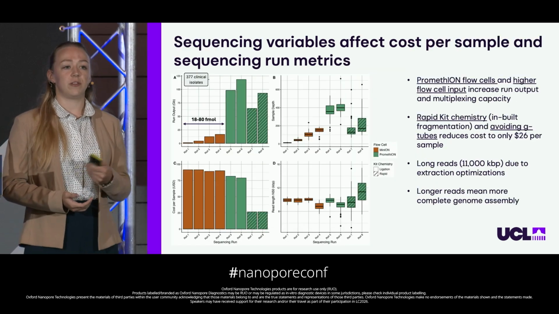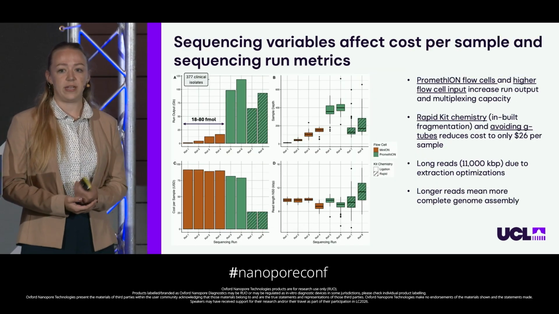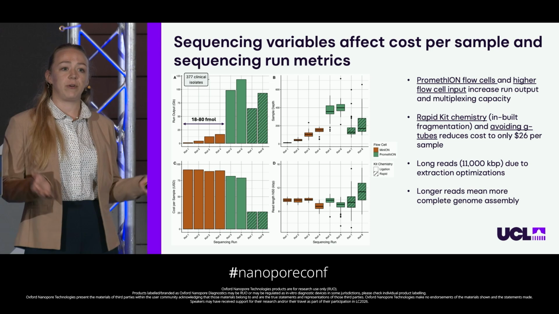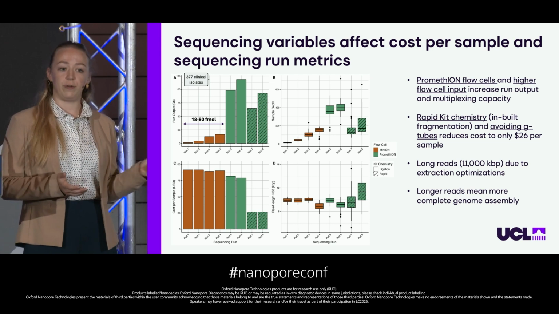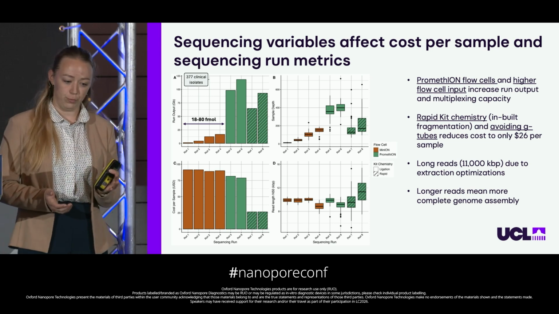So we thought, well, given that the rapid kit has an enzymatic fragmentation step, maybe that would be okay at getting rid of those really long strands, and we could get rid of this expensive fragmentation tube.